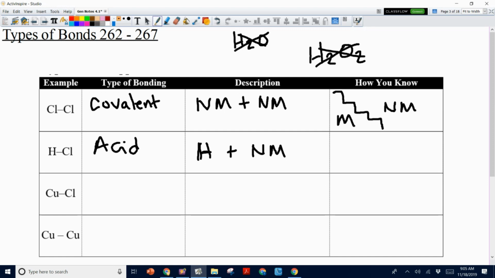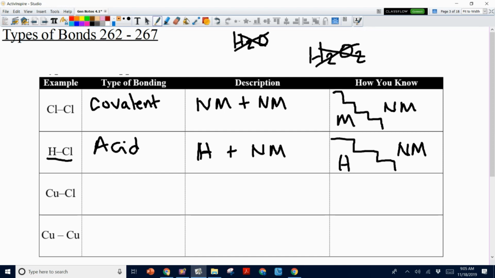So anything that begins with a letter H, like this, is considered an acid. It's hydrogen plus a non-metal. And so how do you know? Well, it's hydrogen plus a non-metal, so any non-metal that's here on the right side of the periodic table.